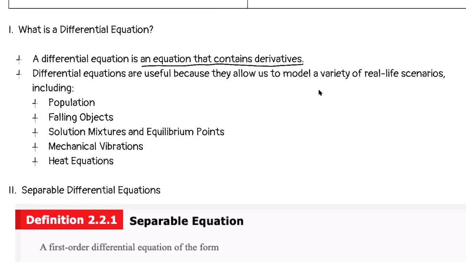Now, we're only going to be looking at a very specific type of differential equation today. We're going to be talking about the separable differential equation.